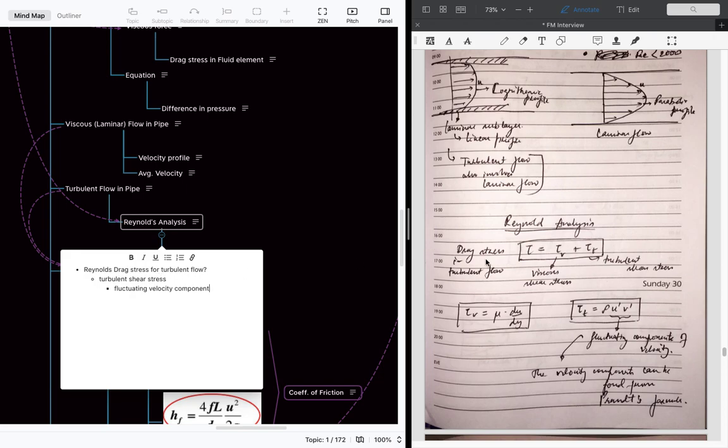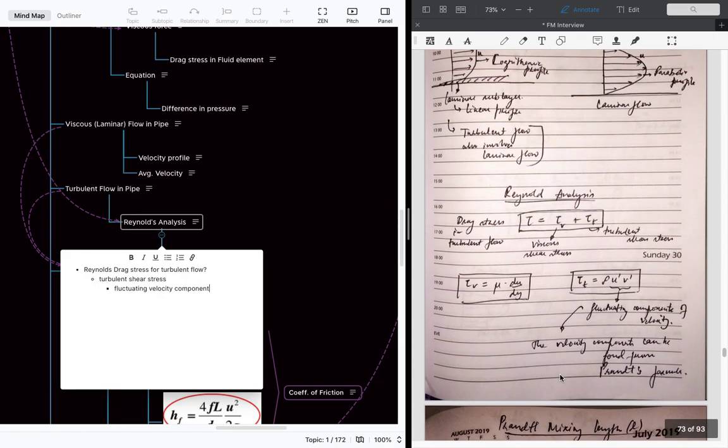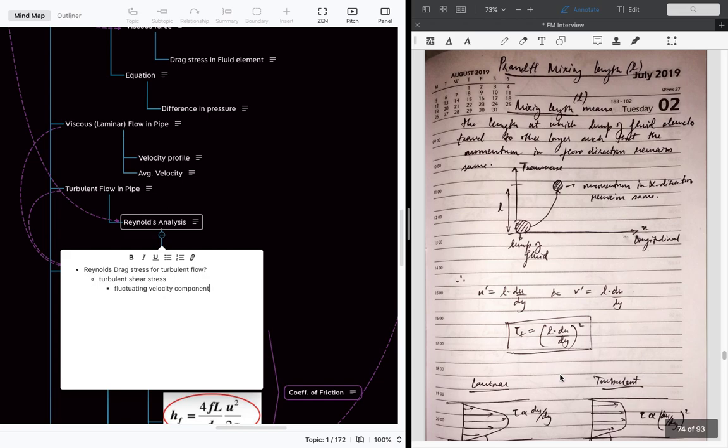Reynolds found the drag stress in the turbulent flow using this formula. This drag stress in turbulent flow is equal to viscous shear stress plus turbulent shear stress. Viscous shear stress is nothing but Newton's viscosity law formula, but the turbulent shear stress is this formula, rho times the fluctuating velocities in the x and y directions. The velocity components can be found from Prandtl's formula. We will see that Prandtl is the student of Reynolds, and he found the fluctuating velocity formula.